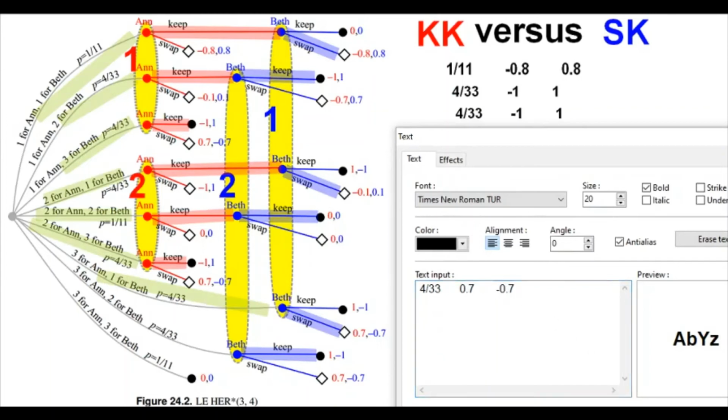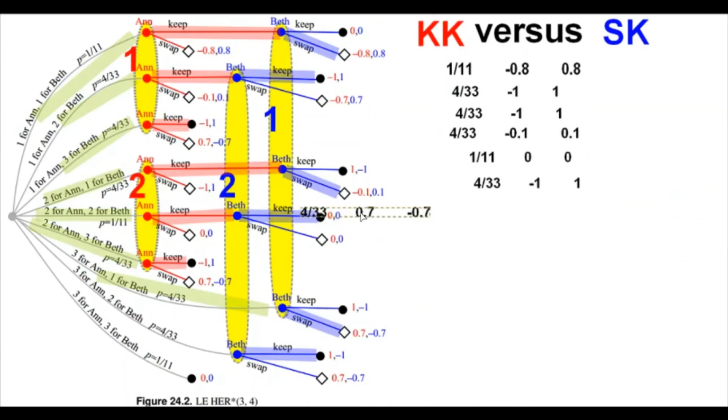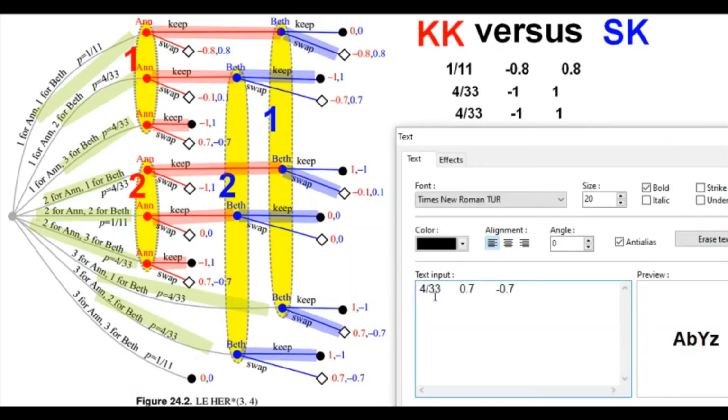You see, eventually Anne gets positive values, but only in these cases when she has a 3. Otherwise her expectations are not positive. Number 8, well, almost done. 4 over 33. Baz keeps, it's a 1, negative 1. So again, a good case for Anne, of course. 4 over 33 times 1, negative 1. So again, in this case, Anne will win.